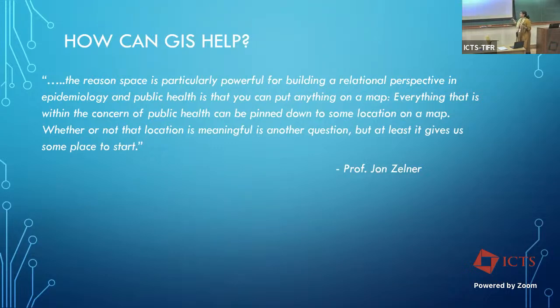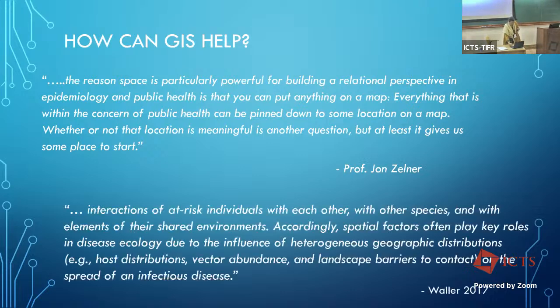Whether or not that location is meaningful is another question, but at least it gives you a place to start. So going a bit further, Waller wrote in 2017 that disease ecology is very relational, right? It's all about relationships at the individual level, between hosts, across hosts and vectors, and so on. So the interactions of at-risk individuals with each other, with other species, and with elements of their shared environment, okay?